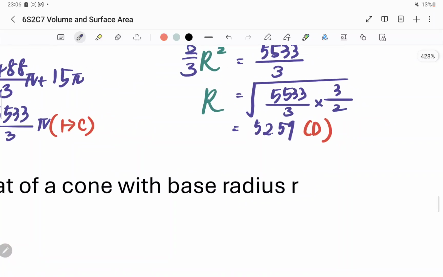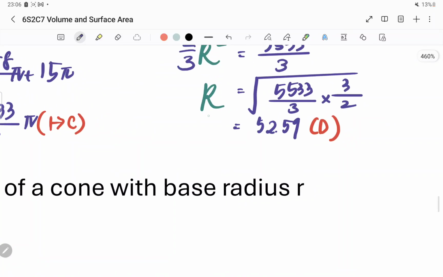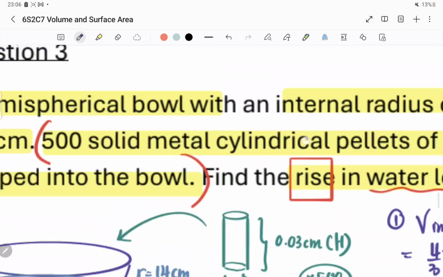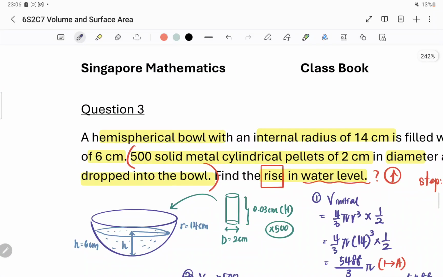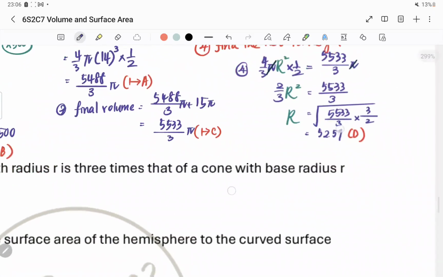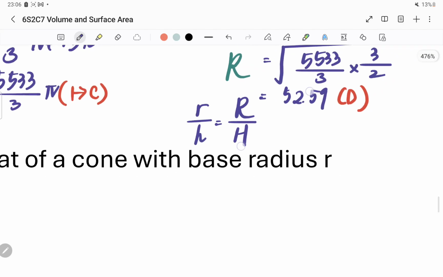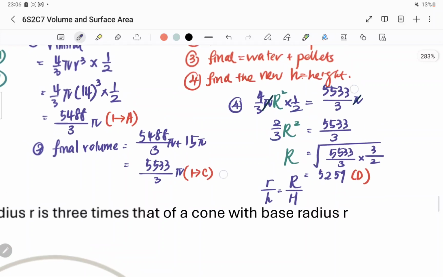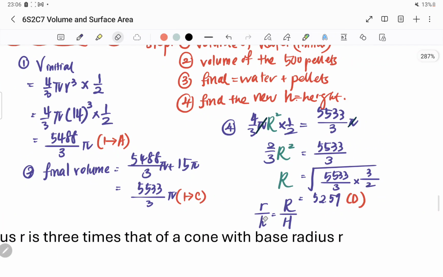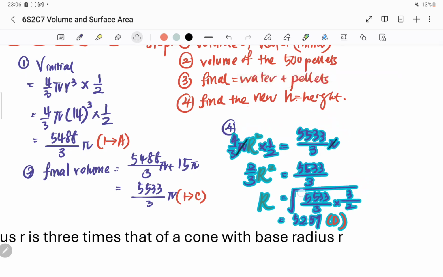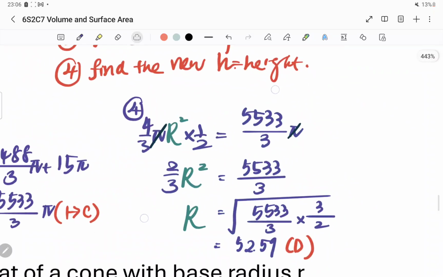So what I want you to look at first is that your original radius is 14 cm and your height is 6 cm. So when your radius, okay, this is your new height. Okay, the new height. I think there's not enough space, so let me write somewhere else. Okay, I'll write it over here.